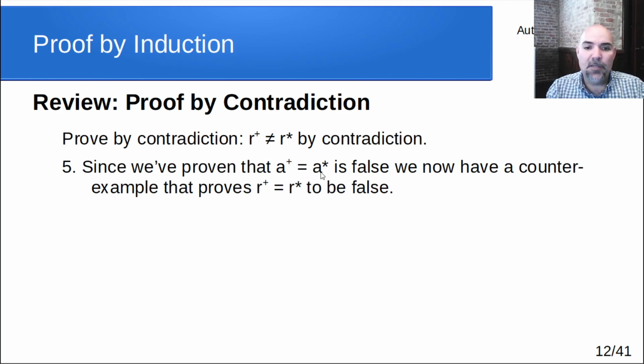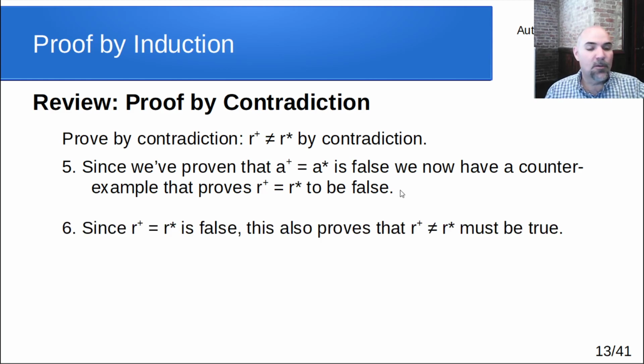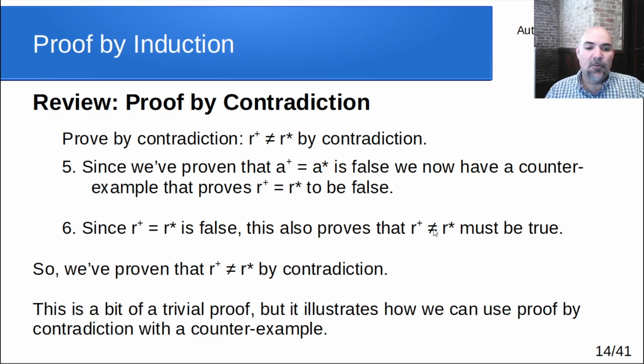So if A plus equal A star is false, we now have a counterexample that proves that R plus equal R star is false, because when we plugged in an example, it was false. Since R plus equal R star is false, that also proves that R plus not equal to R star must be true. So there's our proof by contradiction. We've proven that R plus is not equal to R star by contradiction. And that proof, like I said, was trivial, but it does illustrate how you can use proof by contradiction along with counterexamples in some cases as a tool.